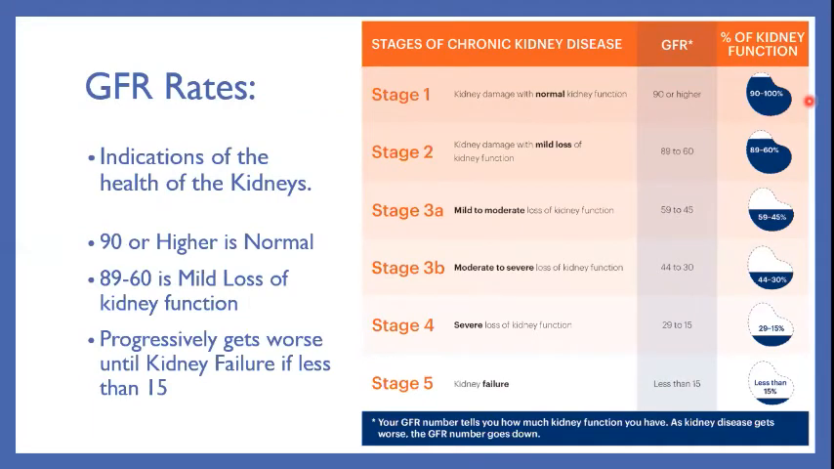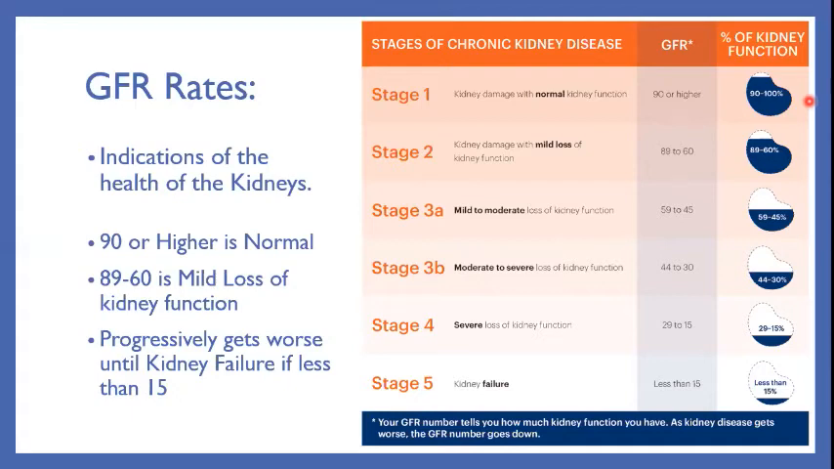Glomerular filtration rates are an indication of the health of your kidneys. In a young, healthy adult, we might expect to see 120 from a glomerular filtration rate. Once we start having forms of chronic kidney disease or kidney damage, that percentage starts to drop.